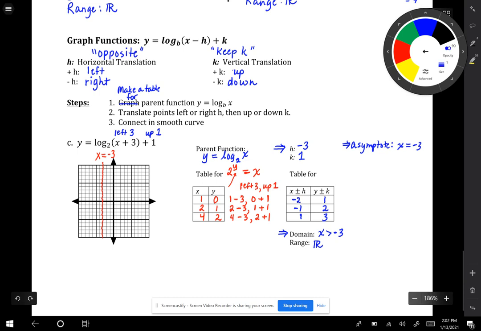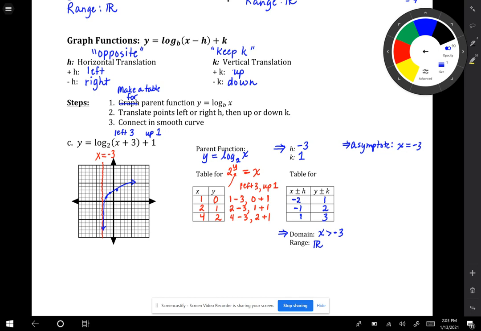Now we're going to plot the points. So negative 2, comma 1. Negative 1, comma 2. 1, comma 3. What if I had used 4 or whatever? Then so be it. But you can see how the graph's going. It's increasing that way, but decreasing this way. And that is your graph for y equals log base 2 of x plus 3 plus 1.